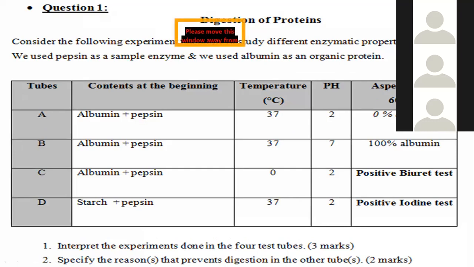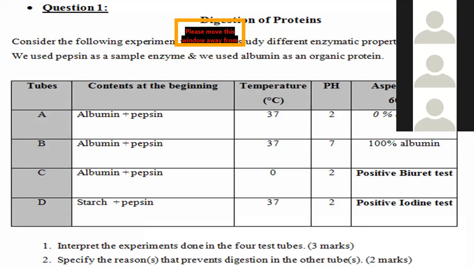Consider the following experiment that you use to identify studying the different enzymatic properties. So we use pepsin as a sample enzyme. I gave you a specific example. It's similar to the one we solved, but I changed only the substrate and the enzyme and some of the conditions. So here, tube A, we have albumin, that's pepsin. Pepsin is the enzyme that works on the protein. So we have temperature 37, pH equal to 2, which is acidic, 0% albumin. So interpret the experiment shown.